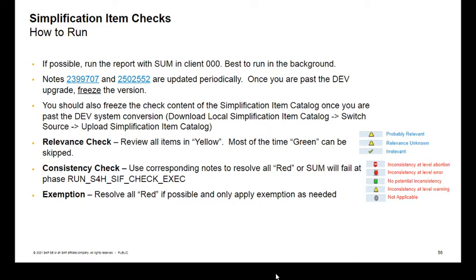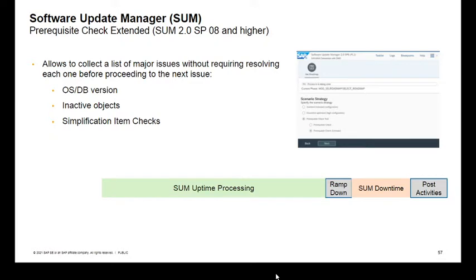We also have some extension on the software update manager, where we have an extended prerequisites check, where we do have additional checks regarding the operating system database version. We look for inactive objects, and we also do a check on the simplification item checks. So this would also, at that stage latest, warn you that you might not be able to go ahead in case you have red alert items. But it's good practice to run it separately before.